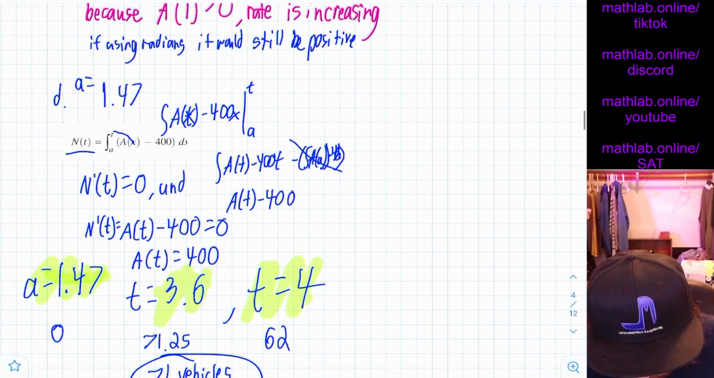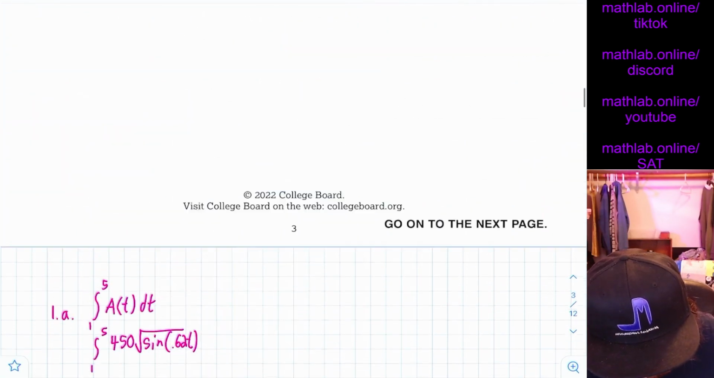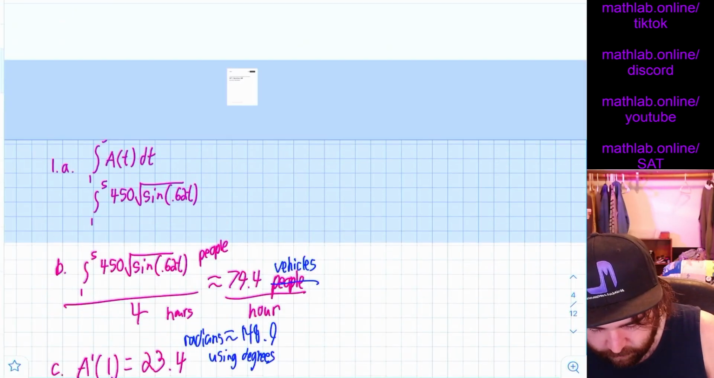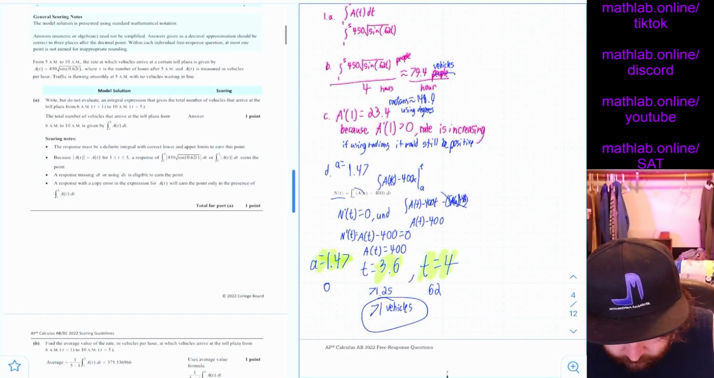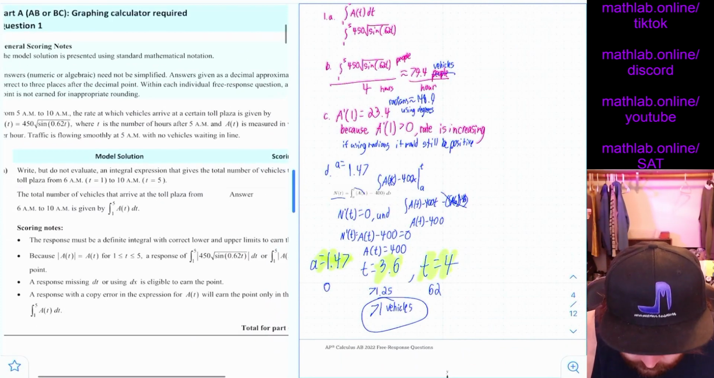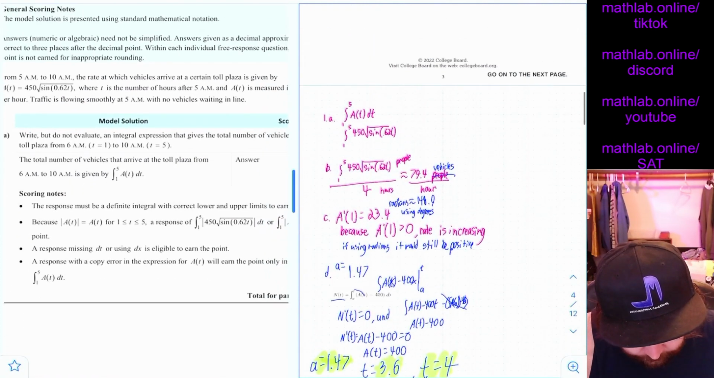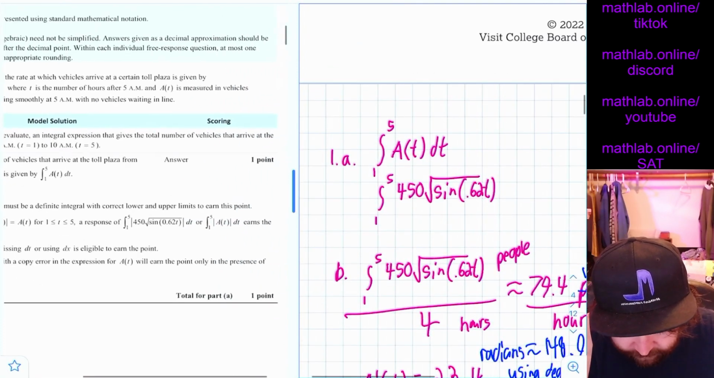Did I show all of my work here though? Not really. Let's look at the scoring guidelines though. I think I did pretty good. So, A. Oh yeah, they just straight up wrote the integral from 1 to 5 of a of t. Yeah, they wrote the first thing I did.